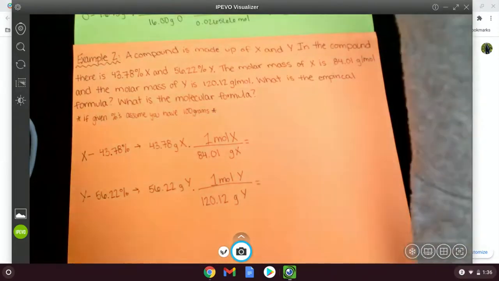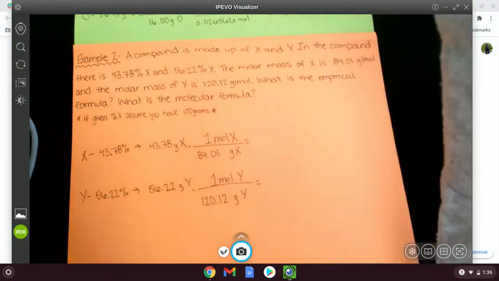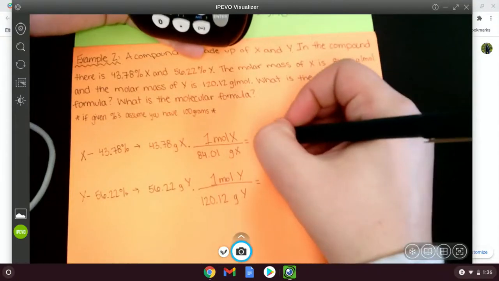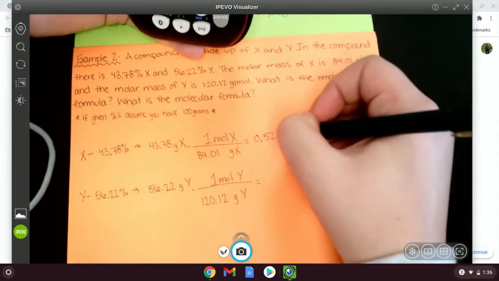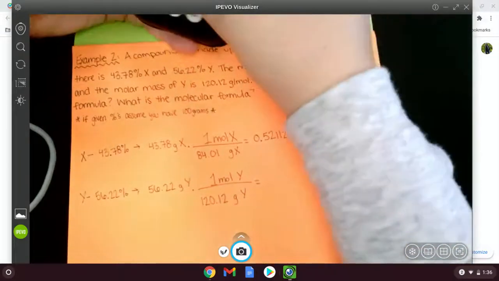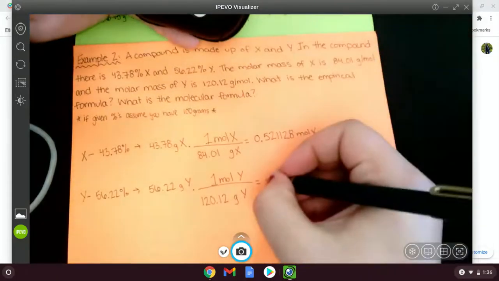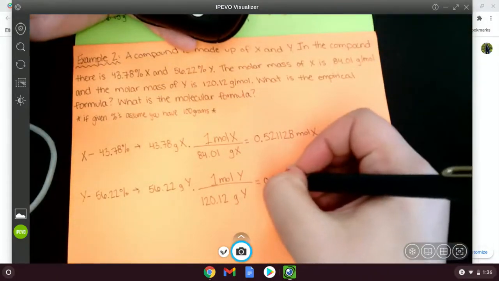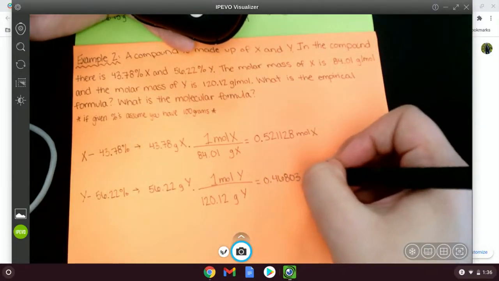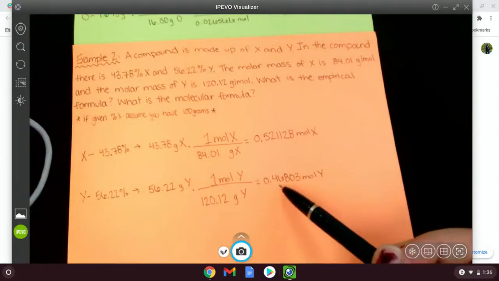So we're going to take 43.78 divided by 84.01, and we're going to get 0.521128 moles of X. When we do the same for Y, we're going to get 0.46803 moles of Y.